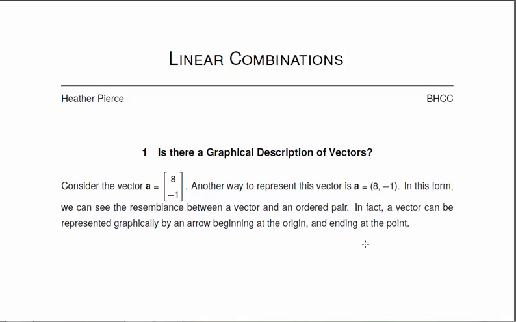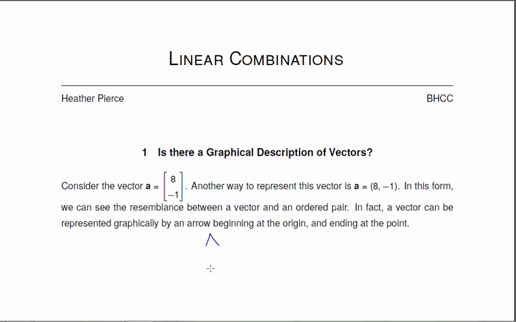So here I'll talk about linear combinations, and I'll begin with doing a little bit of a graphical description of vectors. So here we have a vector (8, -1). Well, another way to write this is 8, -1. And here you can see that this looks a lot like an ordered pair. In fact, it can be described that way.